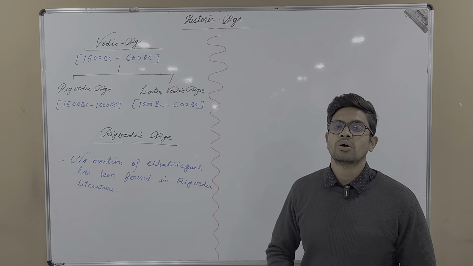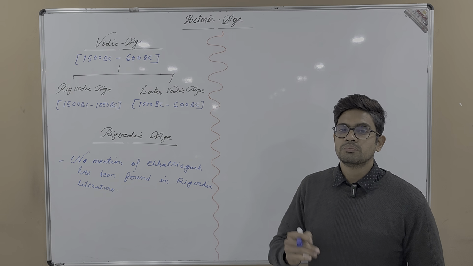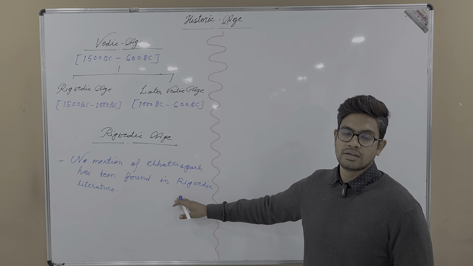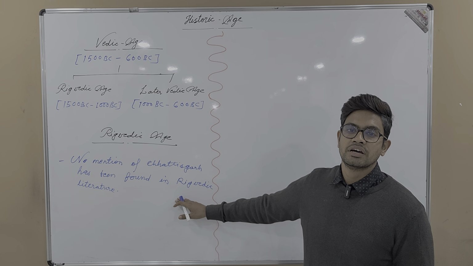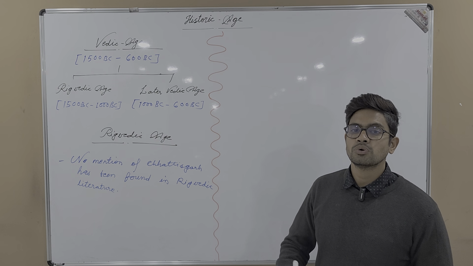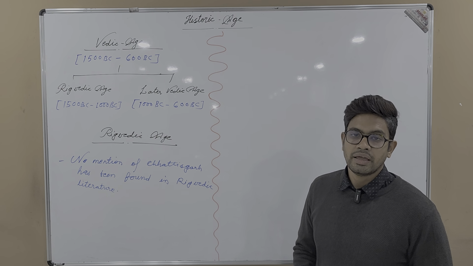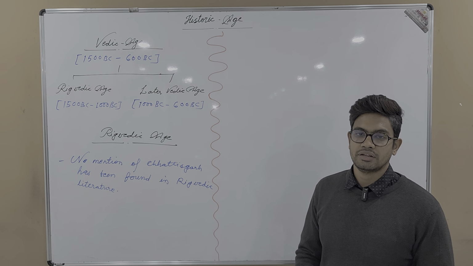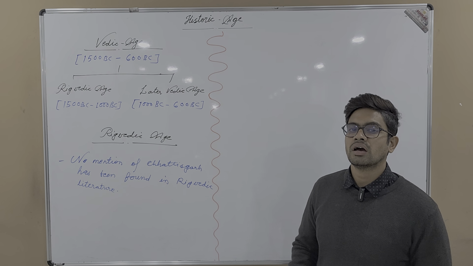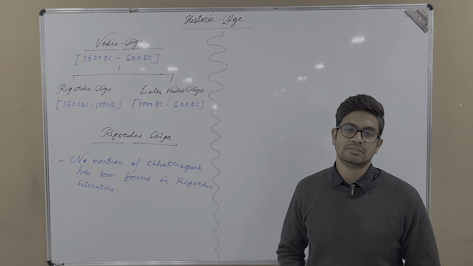If you talk about Rig Veda, the most sacred river of the Aryans has been considered to be Yamuna. So Yamuna has been considered the most holy river of the Aryans, and there is no mention of Ganga in it. Forget about Chhattisgarh, there is no mention of Ganga in Rig Veda. So what is the reason?